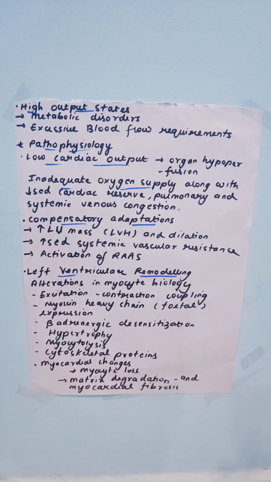Compensatory adaptations: increase in the left ventricular mass, that is left ventricular hypertrophy, and dilatation of the left ventricle. So basically this adaptation helps the heart to pump more amount of blood. Then there is increase in the systemic vascular resistance, and also there is activation of the RAS, that is the renin angiotensin aldosterone system. Renin is secreted by the kidneys, and aldosterone is secreted by the adrenal gland. So these act as potent vasoconstrictors. They increase the vascular resistance, they retain the sodium so that the blood pressure is increased. So activation of the RAS is a compensatory adaptation.